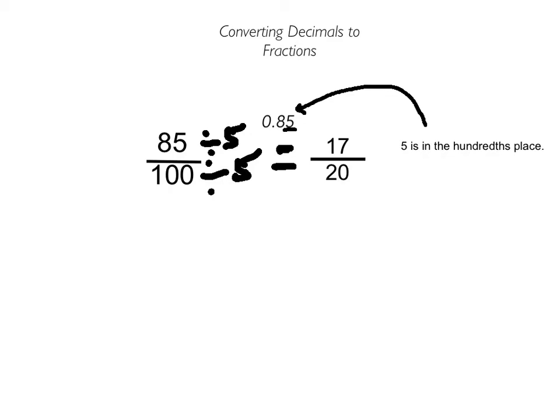Here's how to convert decimals to fractions. The denominator becomes the place value of the last digit, and the numerator becomes all of the digits on the right side of the decimal point. If you're converting 0.85, because 5 is in the hundredths place, 85 hundredths becomes the fraction 85/100. Then all you have to do is simplify it by dividing the numerator and the denominator both by 5 to get the answer of 17/20ths.